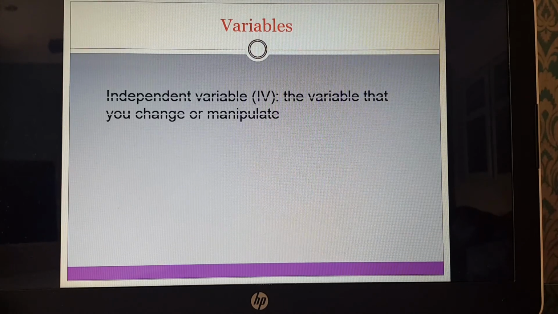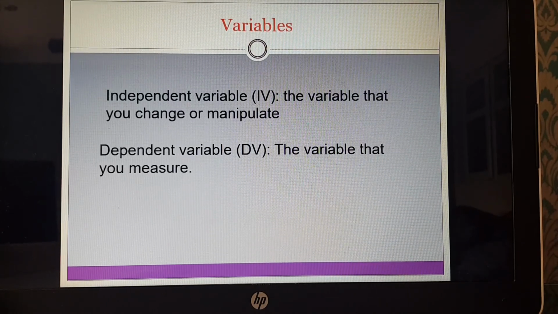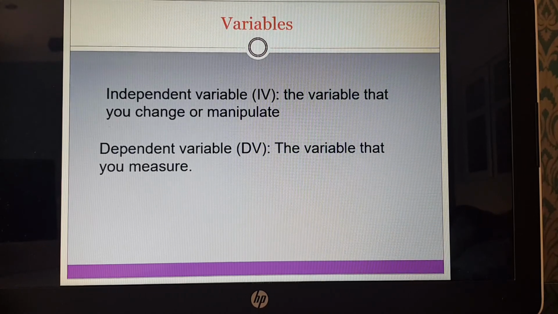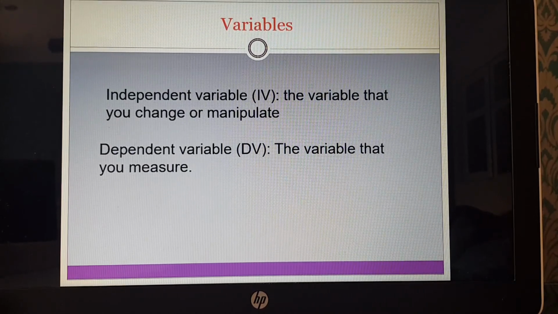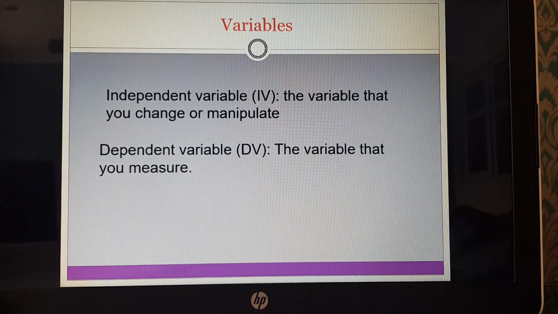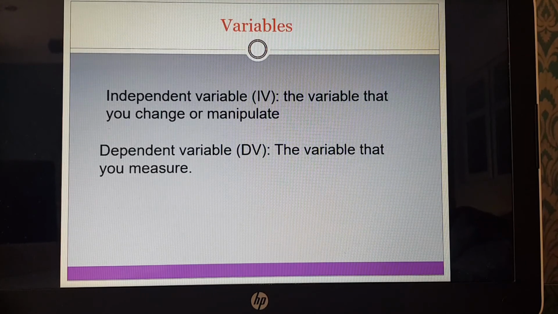Variables. So in psychology, we have different types of variables, which we're going to have a look at next. The main two are the independent variable, or the IV, and the dependent variable, the DV. The IV is the variable that you always change or manipulate in an experiment, and the dependent variable is the one that you always measure.